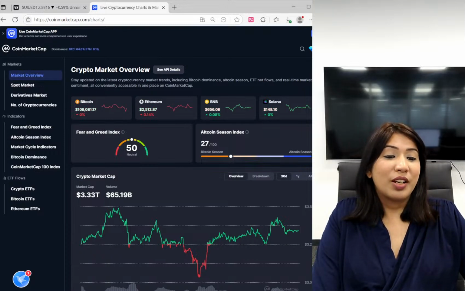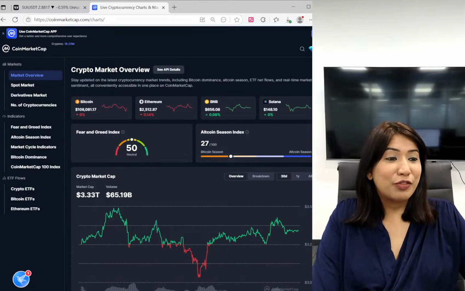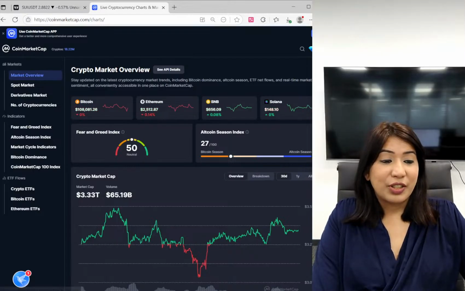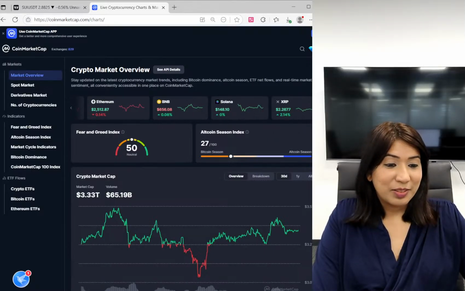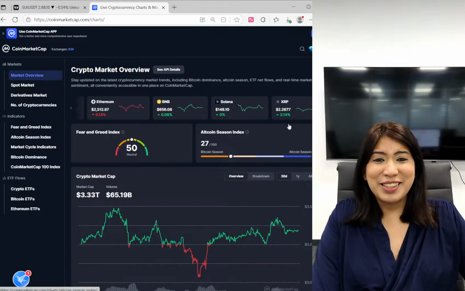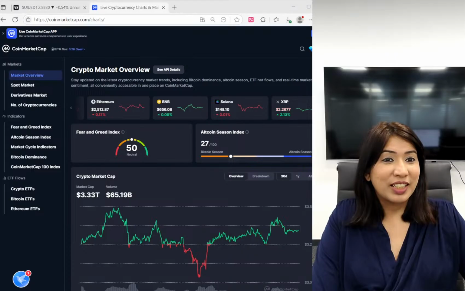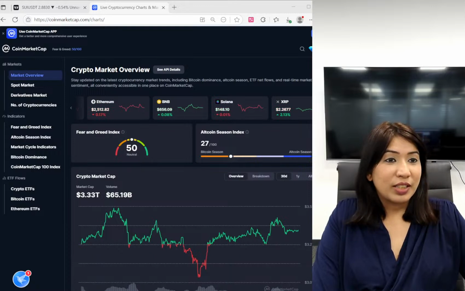Ethereum at 2,512, down by 0.14%. BNB 656, down by, no, it's not down, it's positive by 0.008%. Solana is 0%. XRP, what are these numbers looking like, right? It's a weird thing already. It's looking very weird, honestly speaking. I'm not sure what this even means.